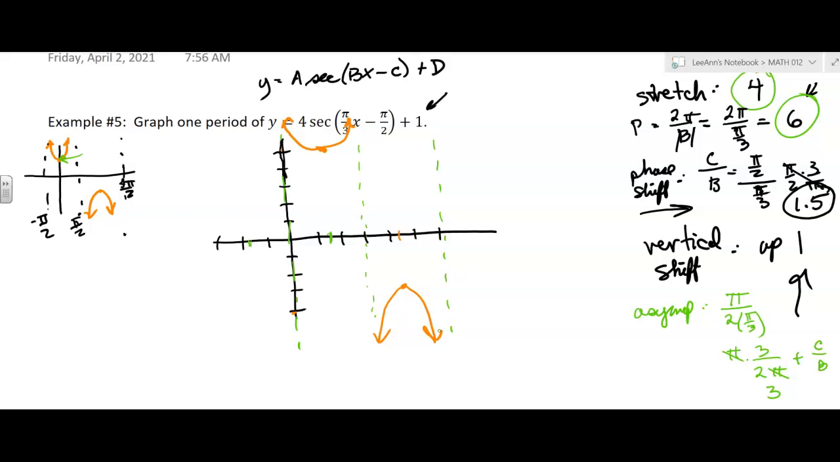I think you've got to be careful here to remember that it's shifting up. There might be a tendency to think it's going to be at negative 5, but it's not. It's going to be at negative 3. Okay, all right.